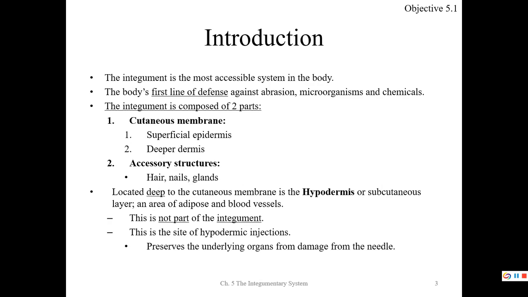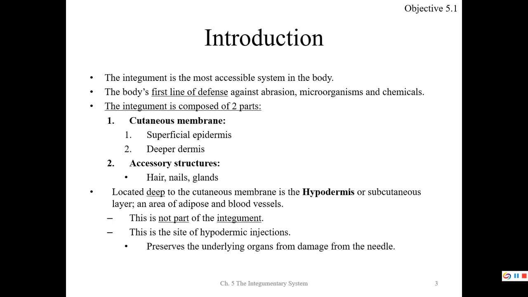I want to get started with just a few things about what the integument is and what it does. One of the reasons why we do some of the things we do in healthcare, like having you strip down to your underwear or wear a gown, things that expose your skin, is that the skin is the most accessible system in the body, so we can see a lot of things. A lot of signs and symptoms show up in the integument. It's very useful, very important to look at.